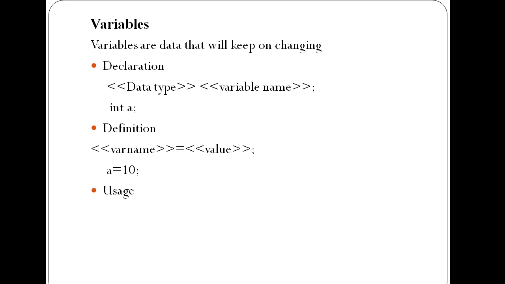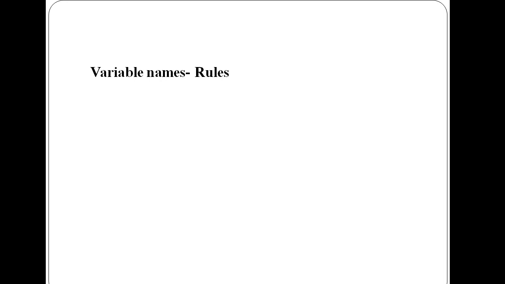And how we can use a variable in a program: if we want to do an increment operation, then we can use a variable like this, a is equal to a plus 1. This will be the increment operation. And now let's see the naming rules for variables.